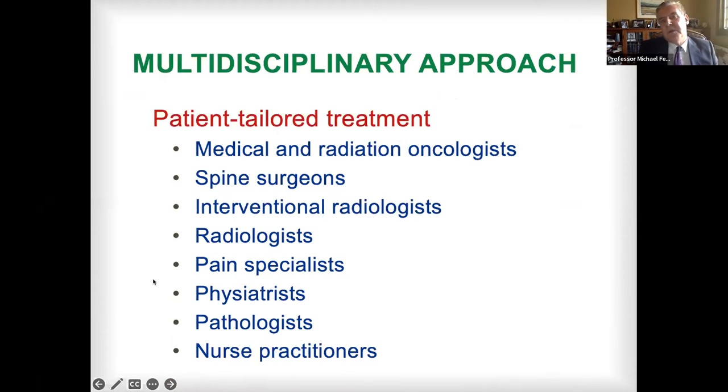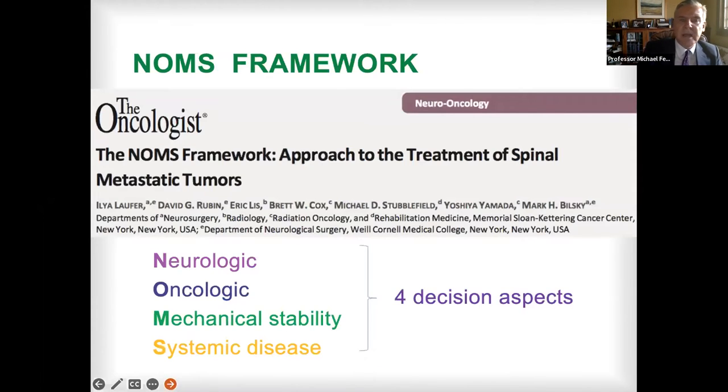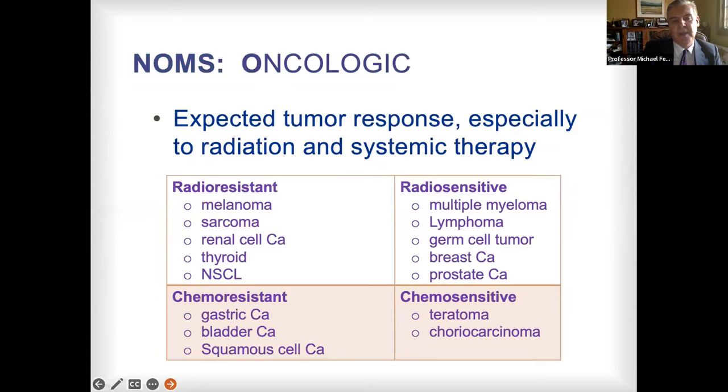So optimally, the treatment for metastatic spine disease is of a multidisciplinary nature, and this is to tailor the treatment to the individual patient. And so I think whenever possible, multidisciplinary team discussions of the management of these patients is optimal. I also really like the NOMS framework that was developed by Mark Bilsky's group at Sloan Kettering. And this takes into consideration four decision factors: the neurology, the oncologic factors, so the type of tumor, is there mechanical instability, and the systemic disease. And this is shown here.